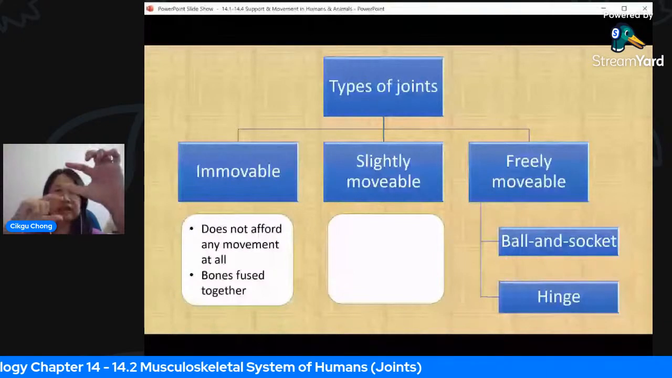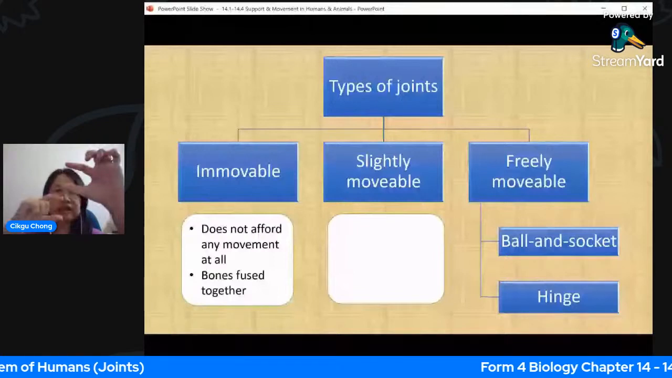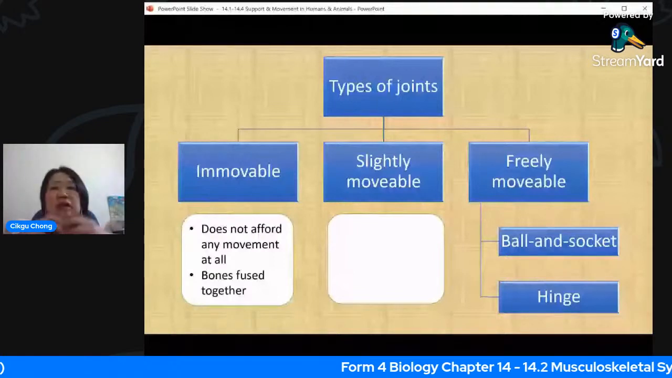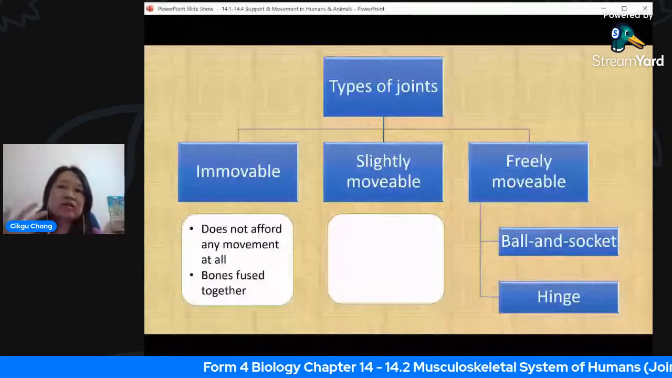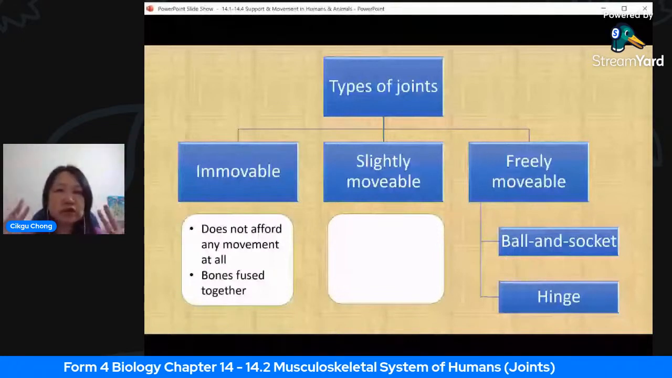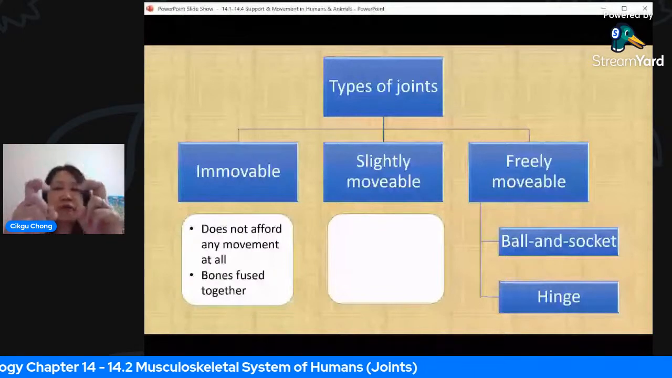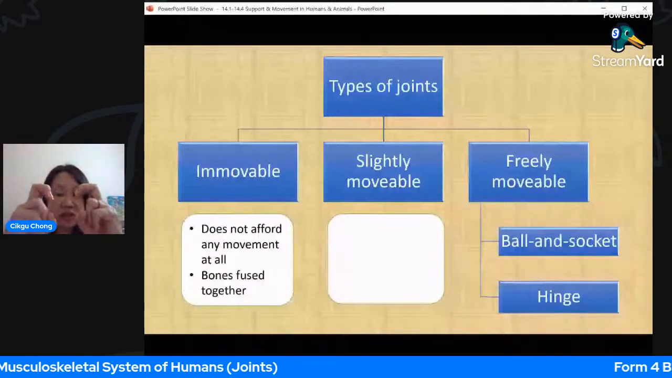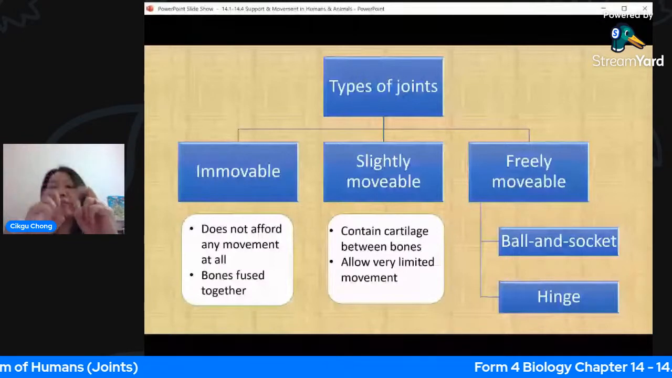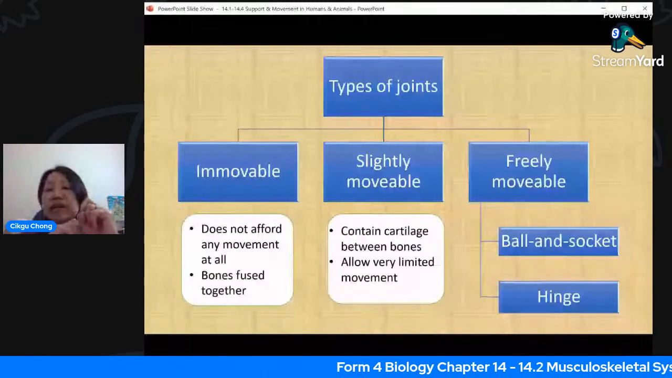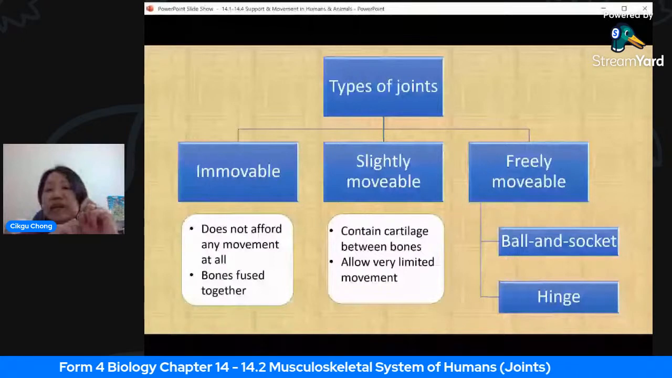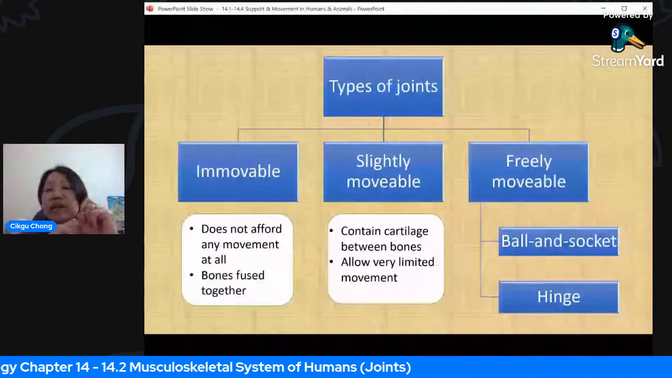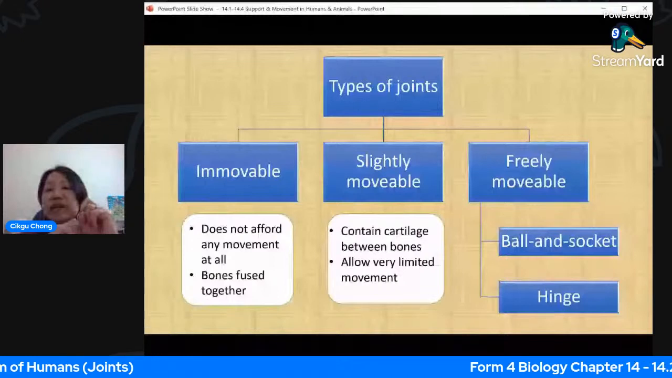Freely movable joints allow you to have a lot of movement. That means you can swing your arms. You notice you can swing your arms. You can also fold. This is called bending. You have the hinge joints, and you have the ball and socket. So under freely movable you have ball and socket and also hinge. Now we're going to look at them one by one.